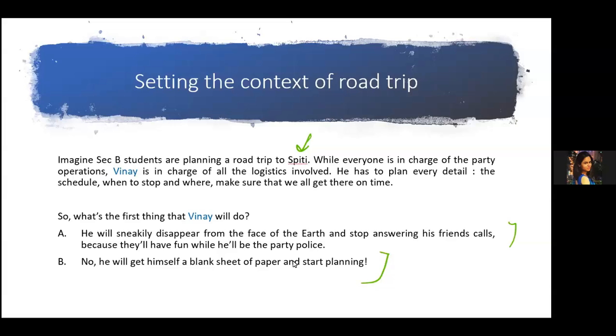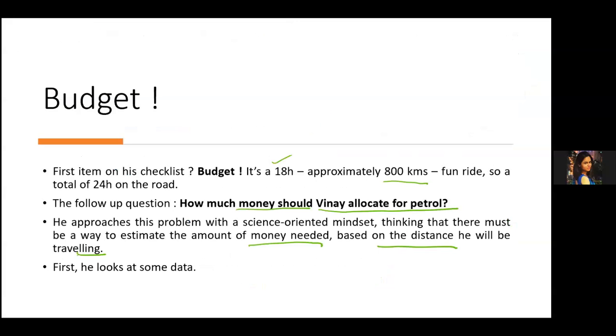So yes, imagine section B students are planning a road trip to Spiti while everyone is in charge of the party. This we have already discussed. So he starts planning this trip. And the first question that comes is, what should be the budget? How much budget should I allocate? How much money should Vinay allocate for petrol? That is the question that we have to answer. That is what we have to predict.